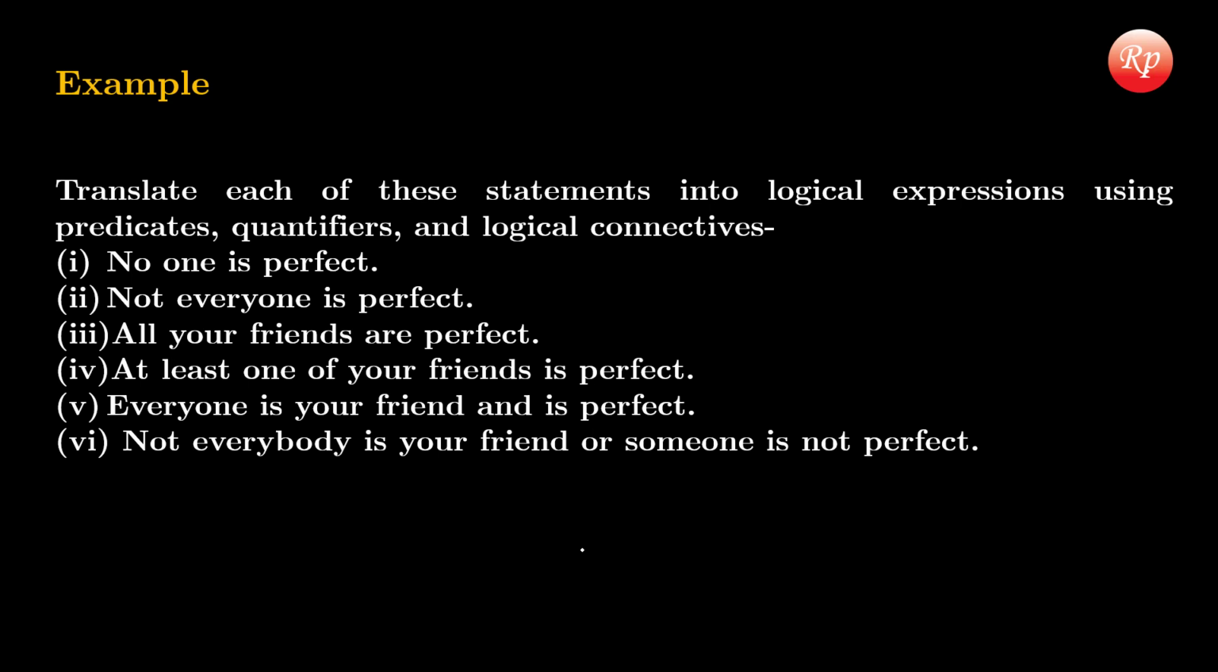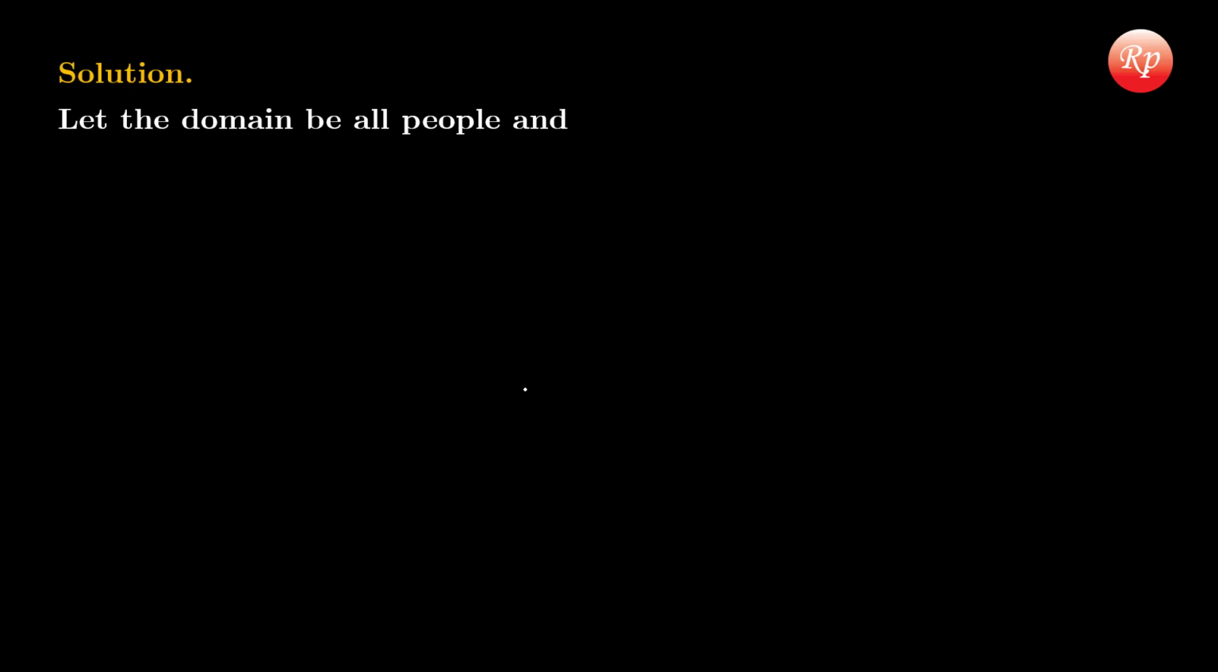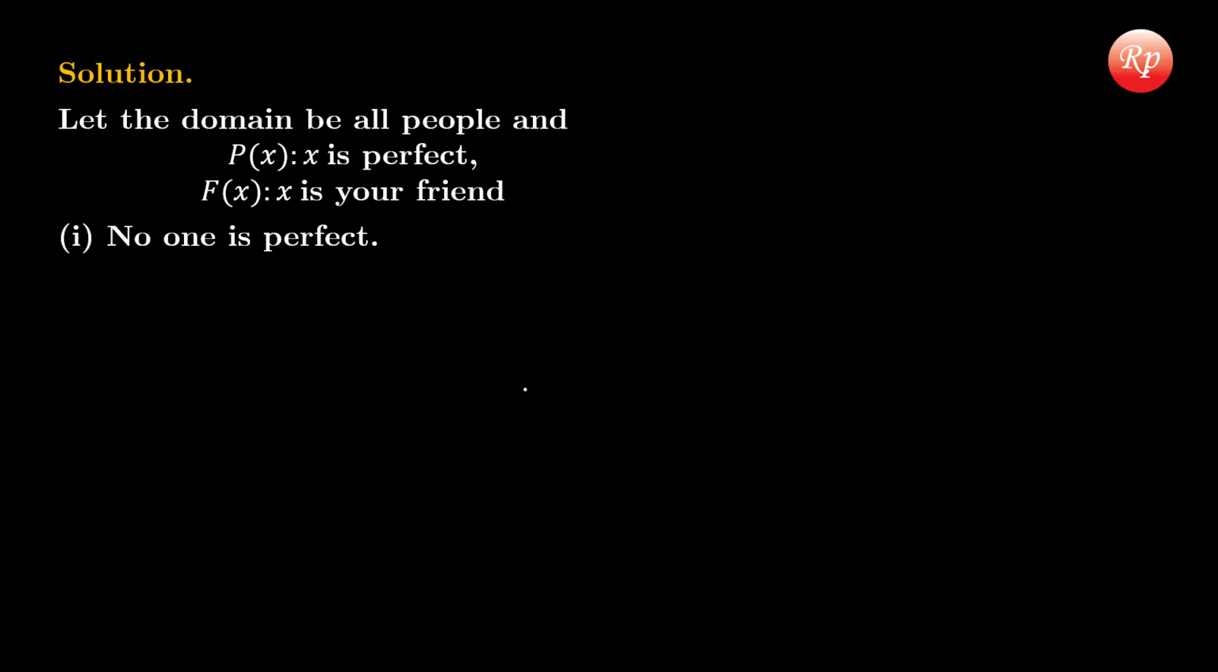So here we have to define first predicates. So there are two properties which we have to consider. First property is perfect and the second property is friend. So we have to define predicates like this. Remember, here domain is not given, so you can take domain to be set of all people. So we define Px, x is perfect, Fx, x is your friend.